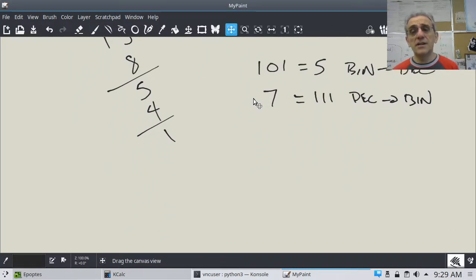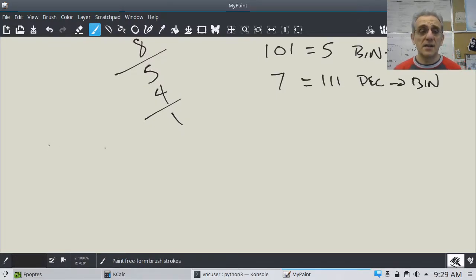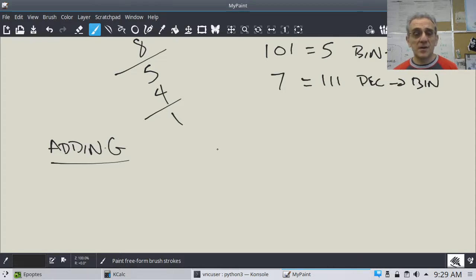Now what I want to do is, let's do a little bit of arithmetic. So let's do adding. Okay? So now that we know how to convert both ways, let's do a little bit of math with them. Let's take something easy. How about 4 plus 6? What is 4 plus 6? Well, this is a decimal addition, and we know the answer is 10. Let's do it in a binary format.